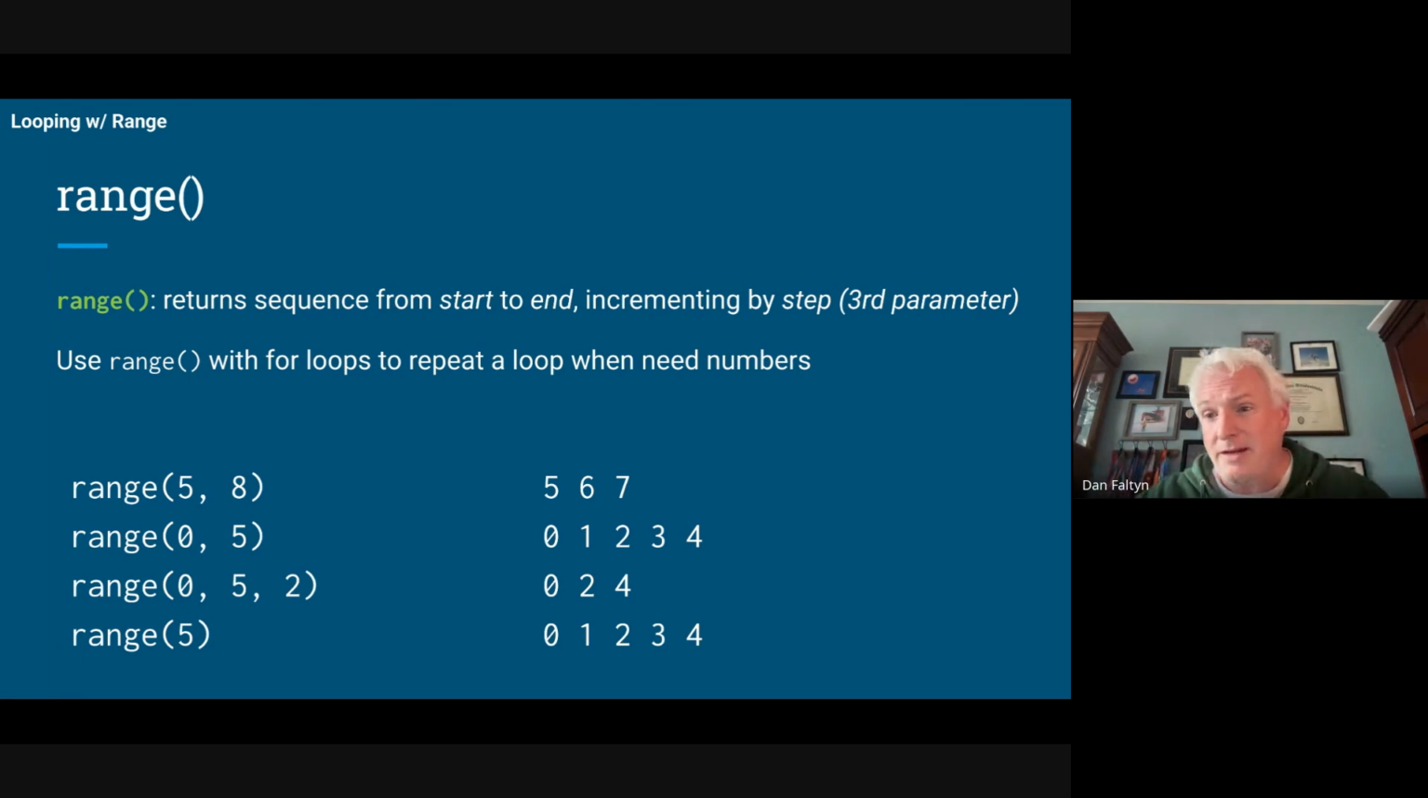For folks who knocked out the last assignment, we had to iterate by 10s. So we'll see how we can use that today rather than doing multiplication. And finally, as a shortcut, you can just put 1 parameter, which assumes that you want to start counting from 0. So, count up to 5, starting with 0.